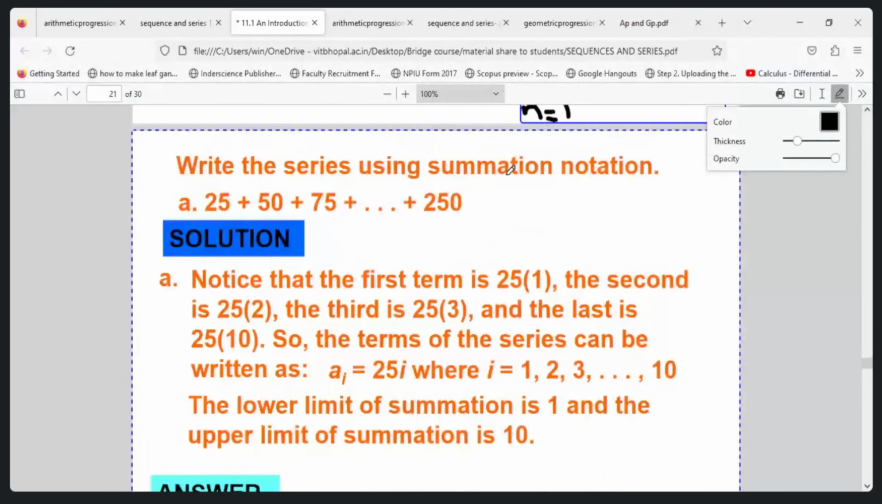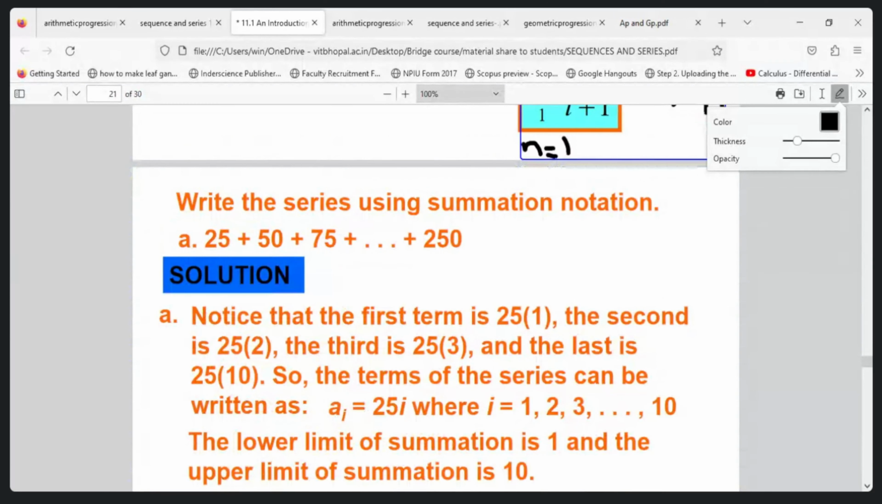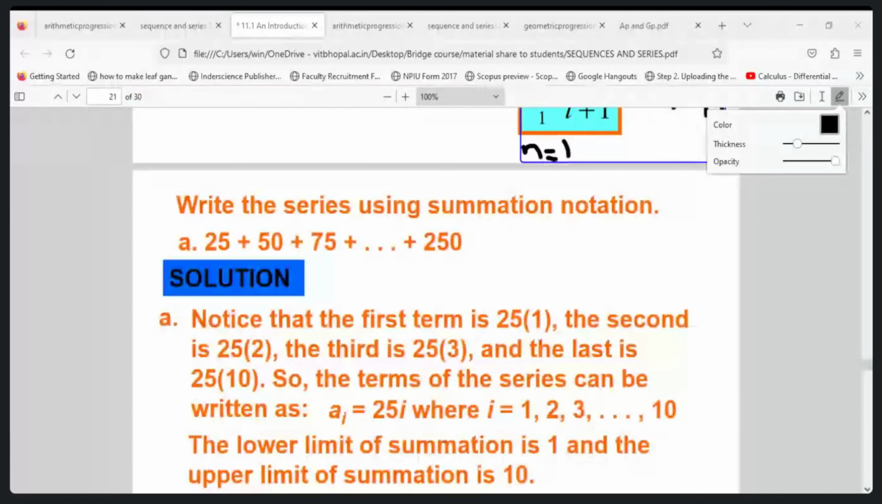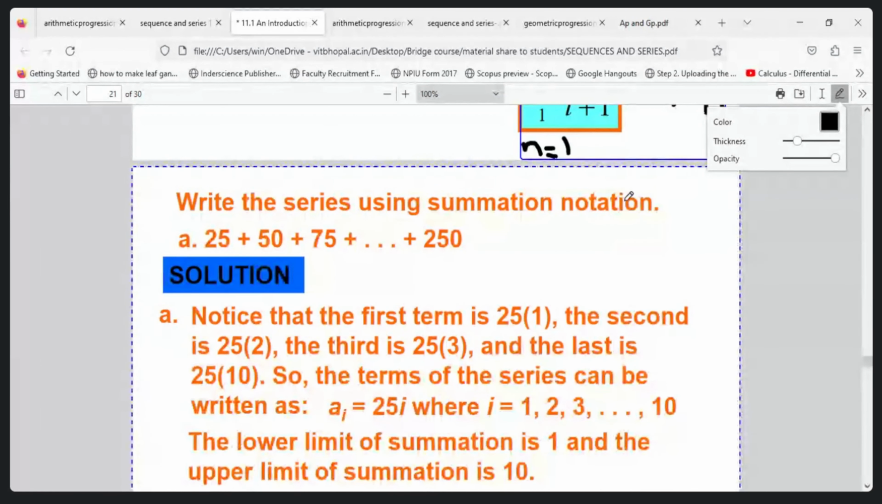Can anybody give me the answer in the chat box? Hello. Students, can you give me the answer in the chat box? That question, yes, this is the question.